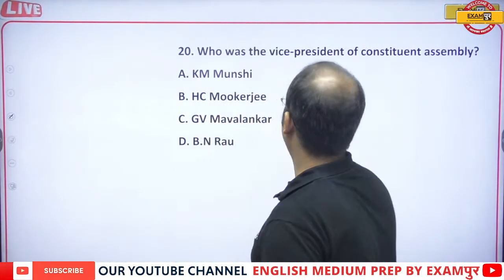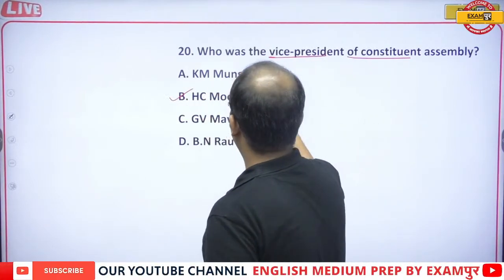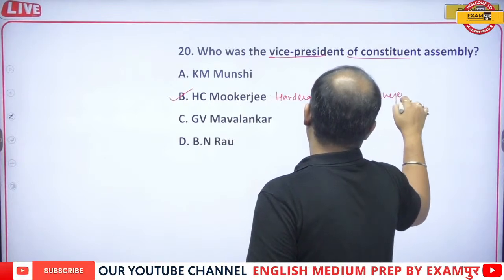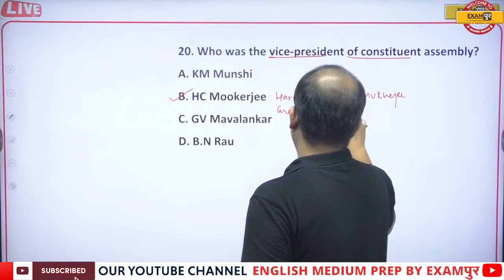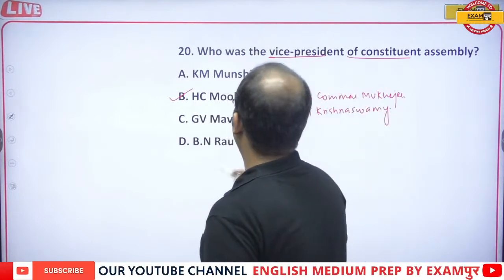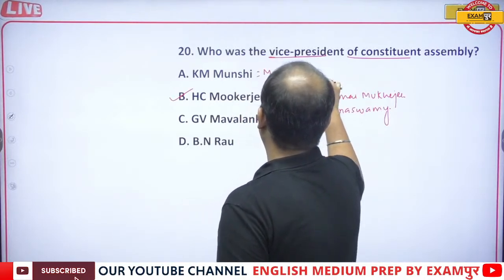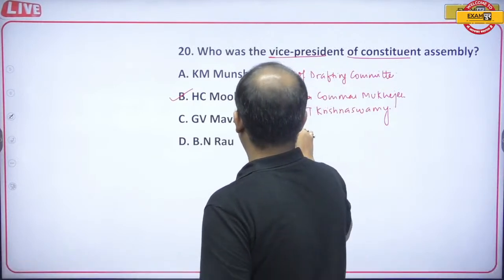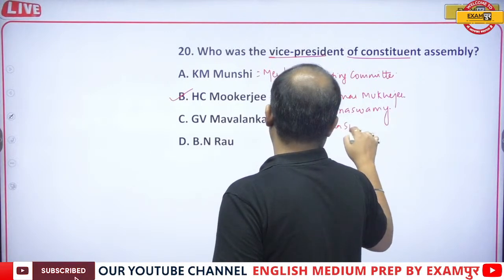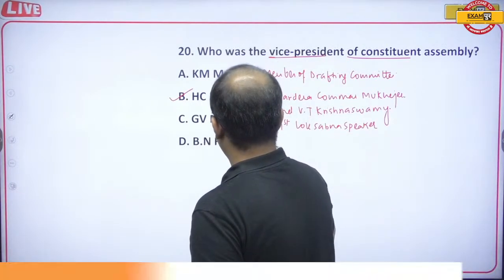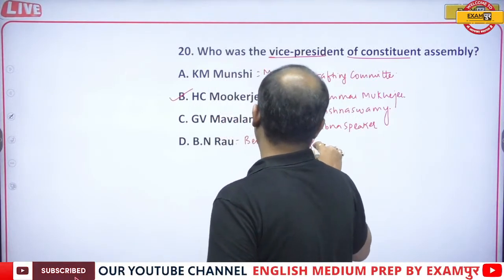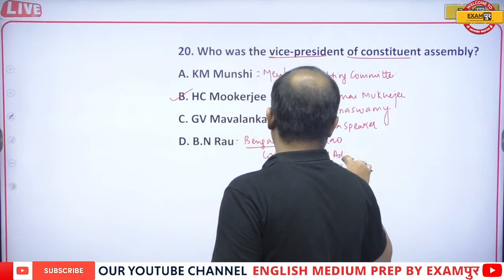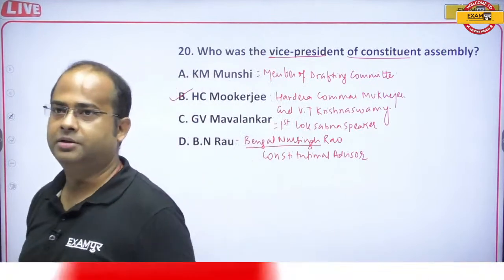So, the correct answer will be what, guys? The vice president of the Constituent Assembly was Harendra Kumar Mukherjee, and V.T. Krishna Swamy. Then K.M. Munshi, member of the drafting committee. Then G.V. Mavalankar, first Lok Sabha speaker. Then B.N. Rao, Benegal Narasingha Rao. He was the constitutional advisor.